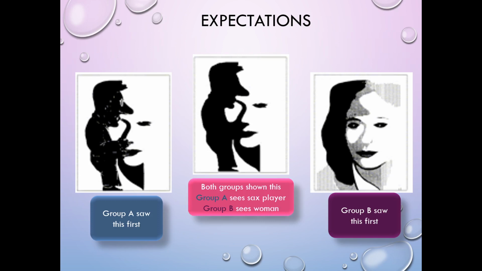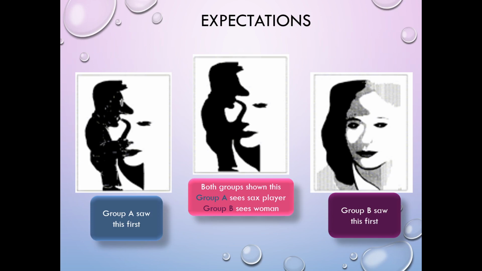Now when they're shown this ambiguous figure in the middle, group A tends to see it as a sax player and group B sees it as a woman. Hope that's a saxophone, because that's what I labeled it. Your expectation makes it super obvious what that ambiguous figure is, right? Well, I saw the saxophone player, so now it's still a saxophone player. Yeah, you took some of the details off of it, but it's still a saxophone player.